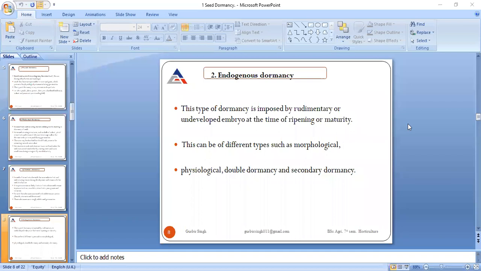Next is endogenous dormancy. This type of dormancy is imposed by a rudimentary or undeveloped embryo at the time of ripening or maturity. This can be of different types such as morphological, physiological, double dormancy, and secondary dormancy.